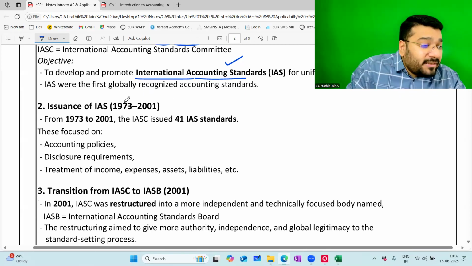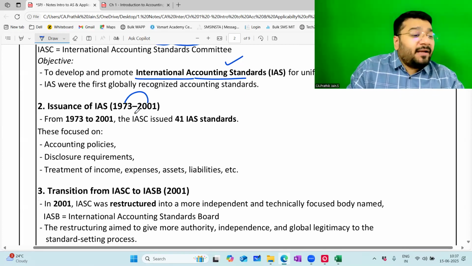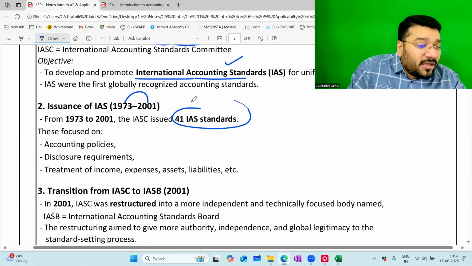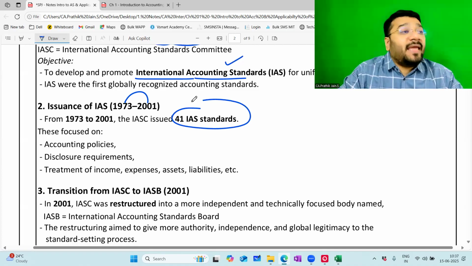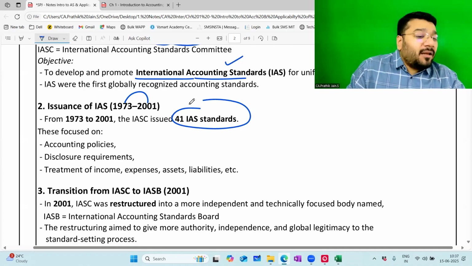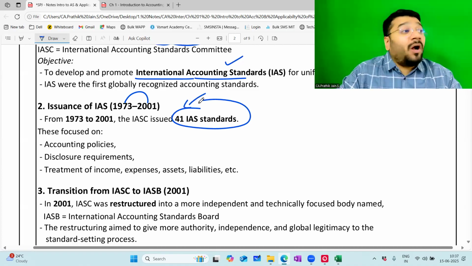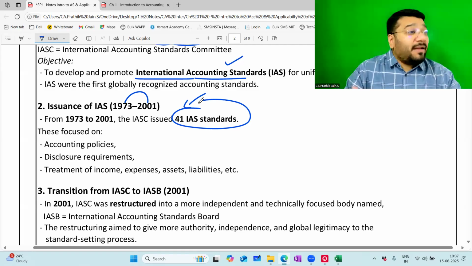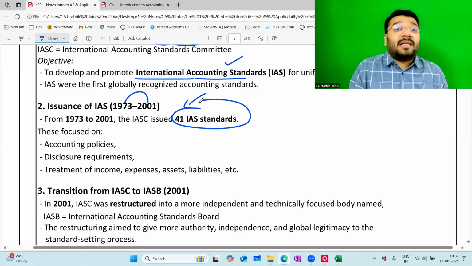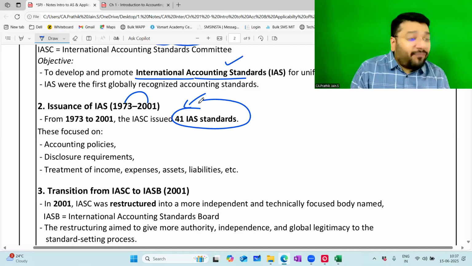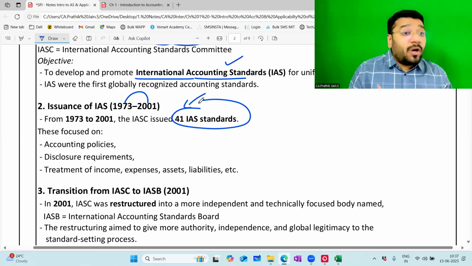From 1973 to 2001, this board, the IASC, was highly active, and they came out with 41 International Accounting Standards. But this board eventually got old. The thought process was old. They were not able to align with the new developments happening on a dynamic basis. So they felt the entire committee needed to be revamped with new people with a new thought process who are more vigilant.